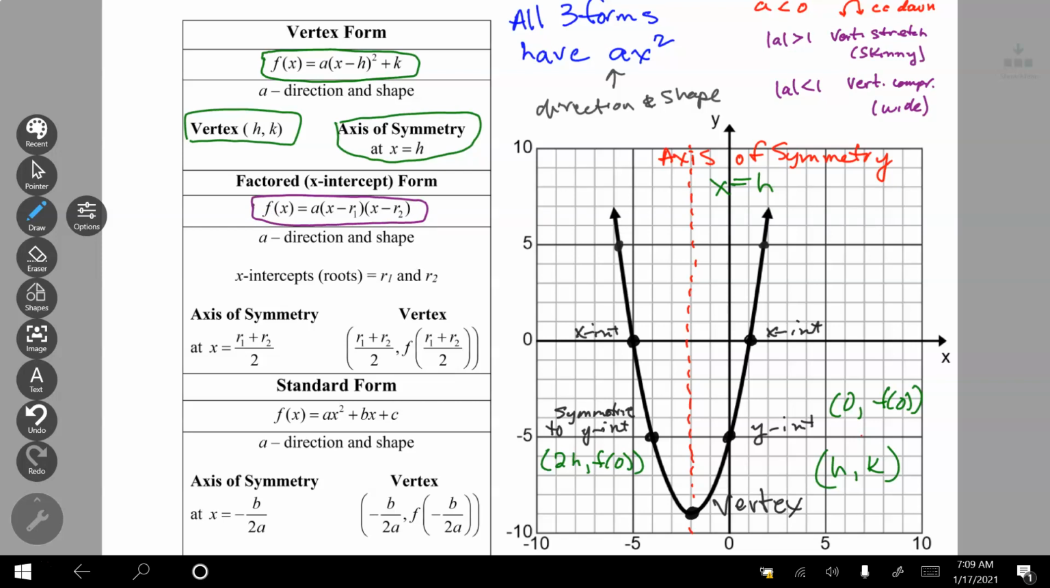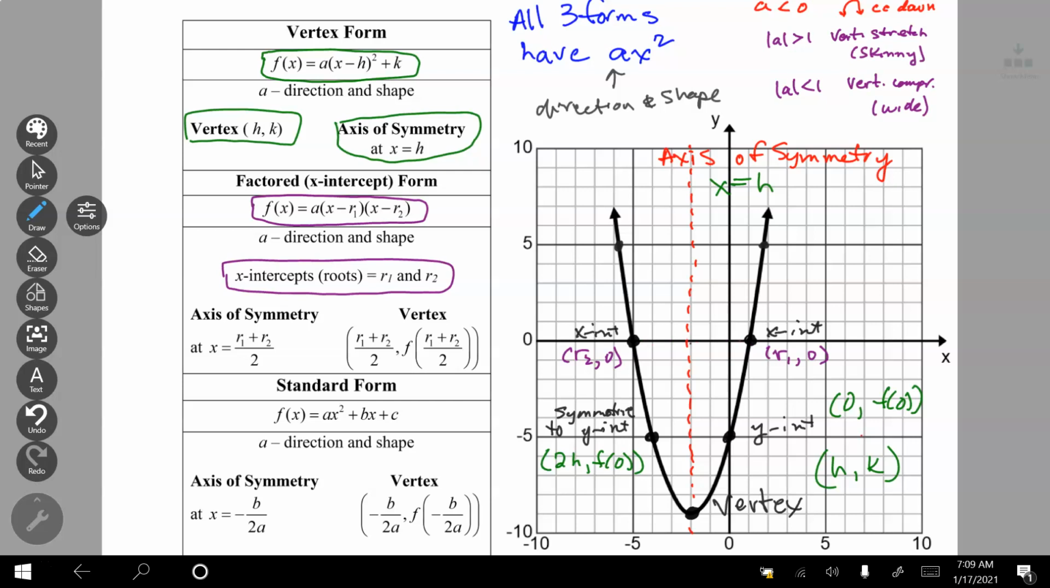Okay, this one is written out differently. I have a times 2 sets of parentheses, and these values inside the parentheses are called the roots. That's why I use the letter r, or the x-intercepts. So let's call this r1, 0. And this guy over here is r2, 0. And if I notice, the axis of symmetry is right in the middle of these two dots.